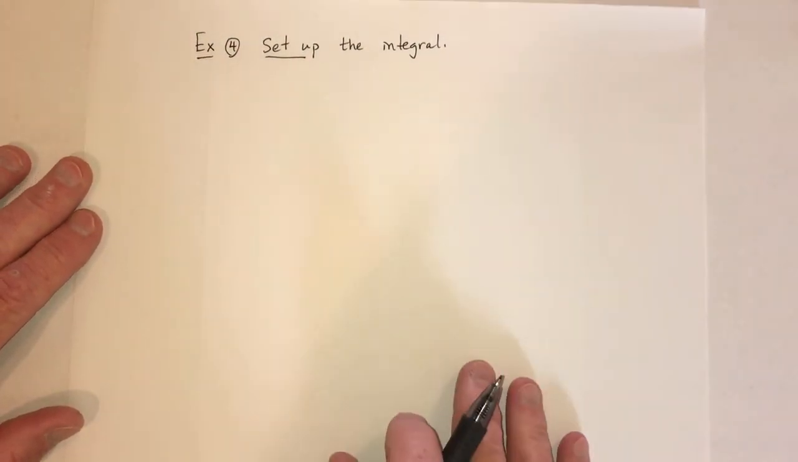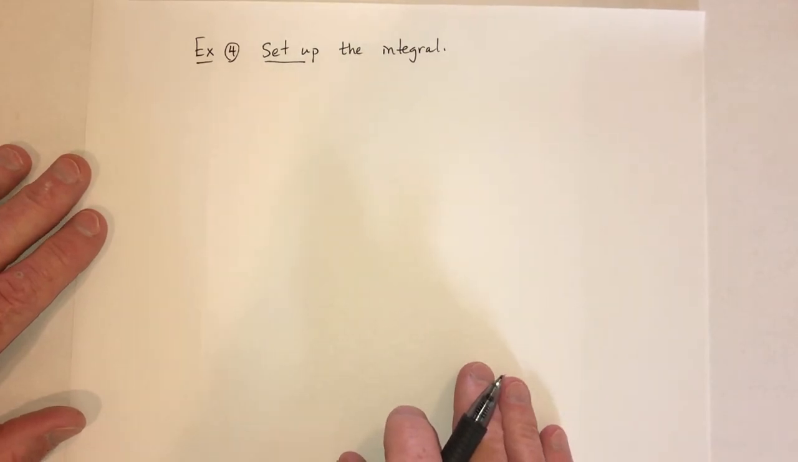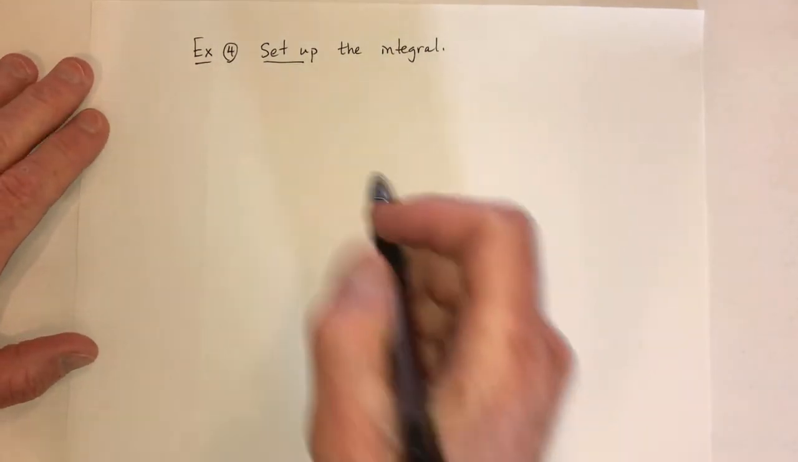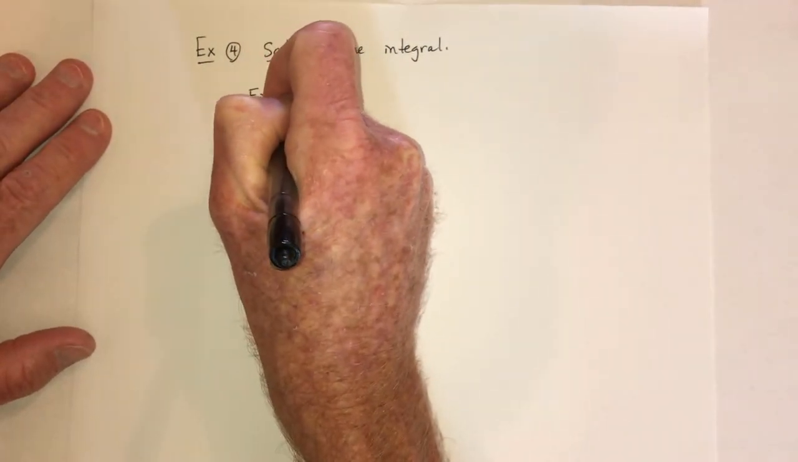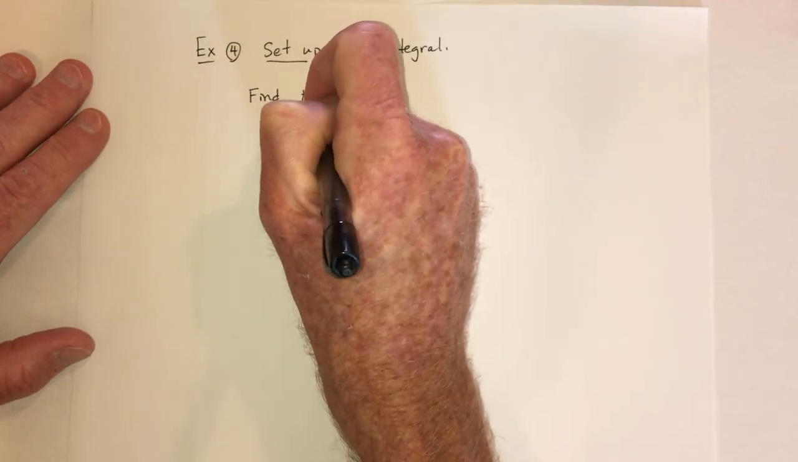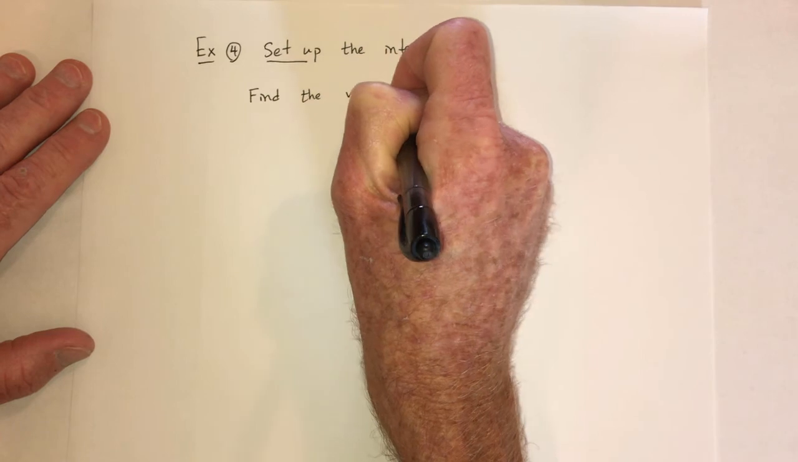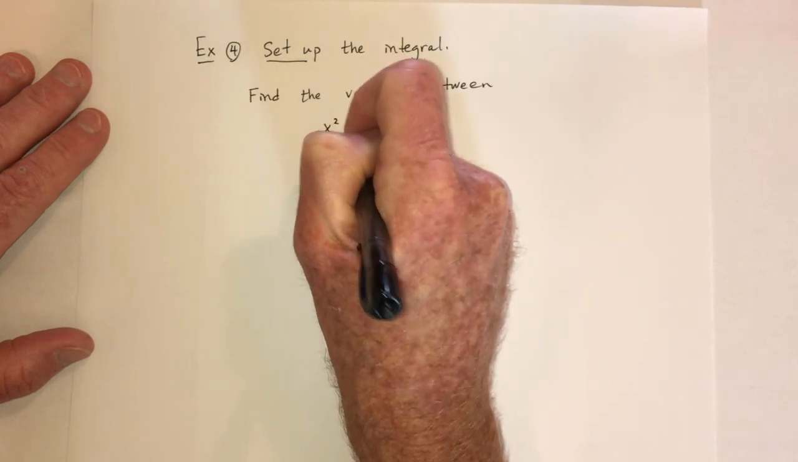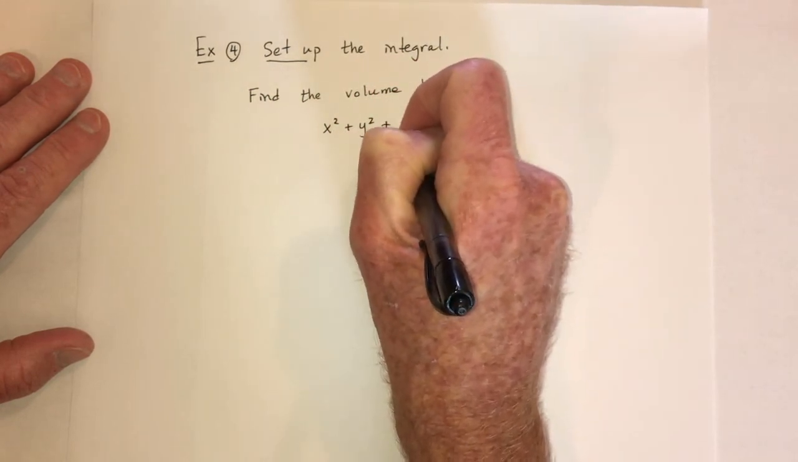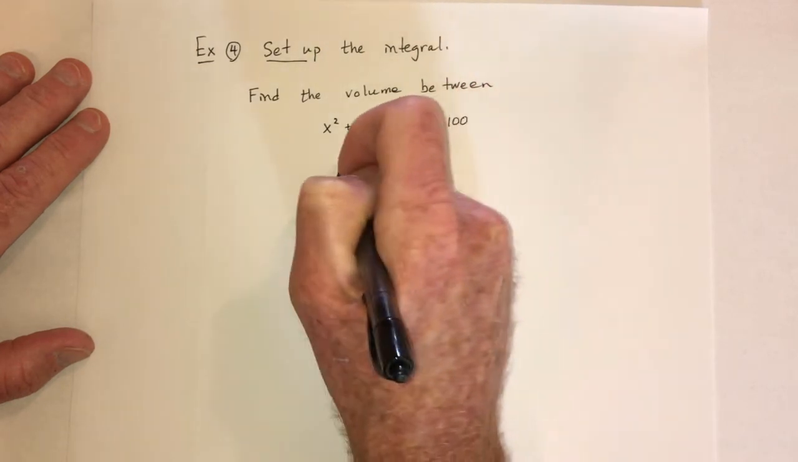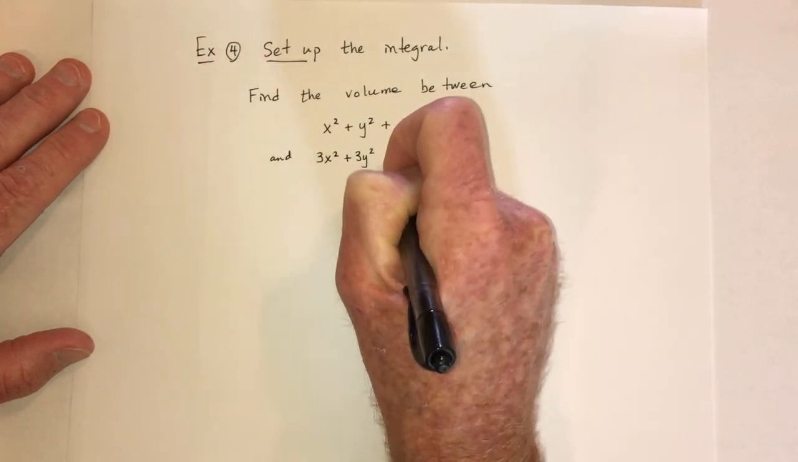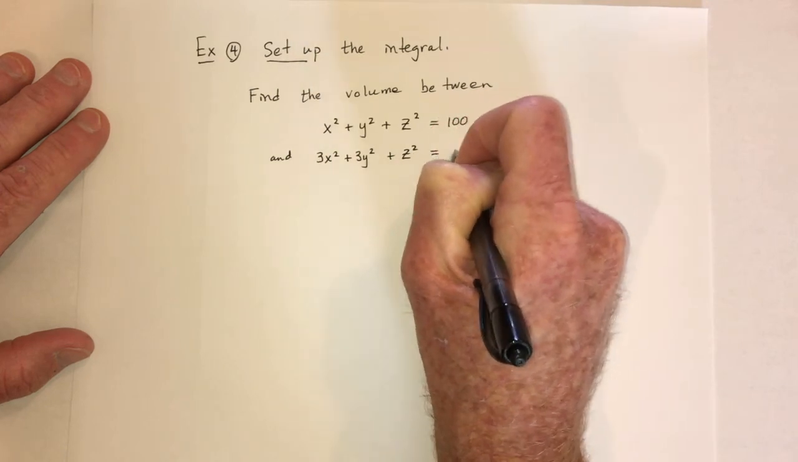So there's times in applications like physics and engineering and stuff like that when you need to calculate something, but before you could tell the machine, here, integrate this for me, well, you have to set up the integral. So this one is, find the volume between two objects. So find the volume between x squared plus y squared plus z squared is equal to 100, and 3x squared plus 3y squared plus z squared is equal to 9.